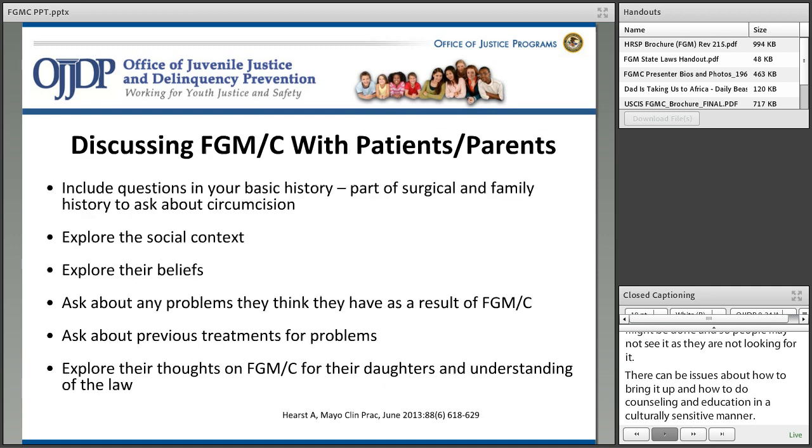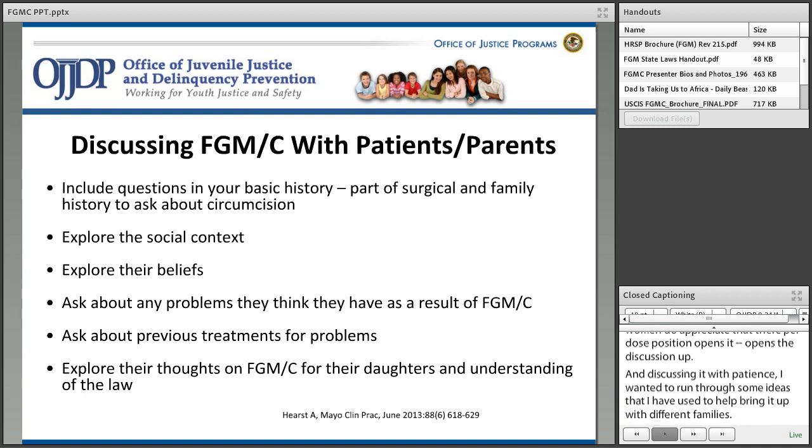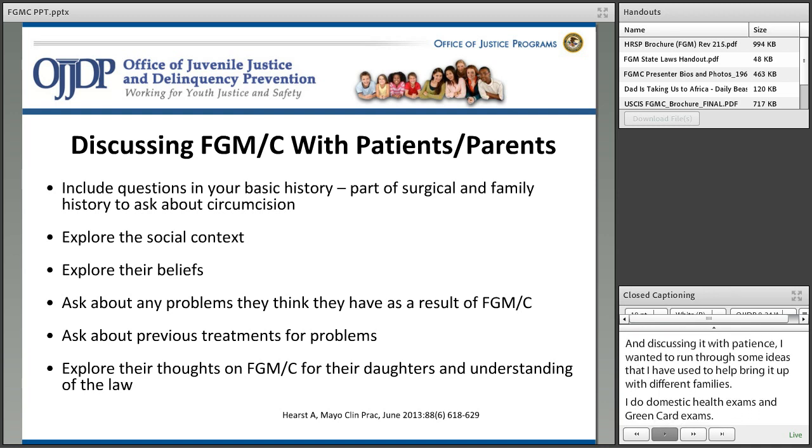So in discussing it with patients, I wanted to just run through some ideas that I have used to help bring it up with different families. I do domestic health exams and green card exams. So those are two opportunities for me to do a genital exam where it's really required as part of the exam, and I can use the fact that it is a required piece to allow that examination to happen.